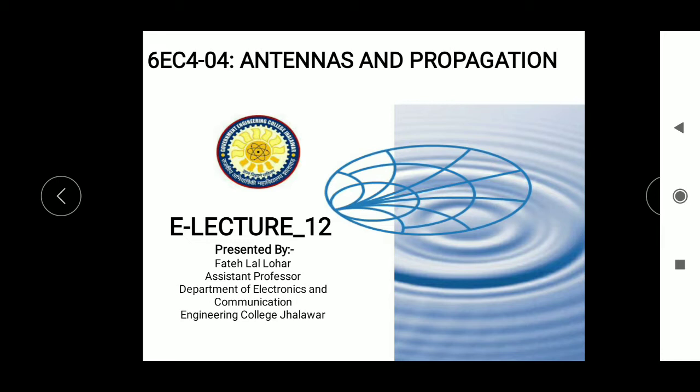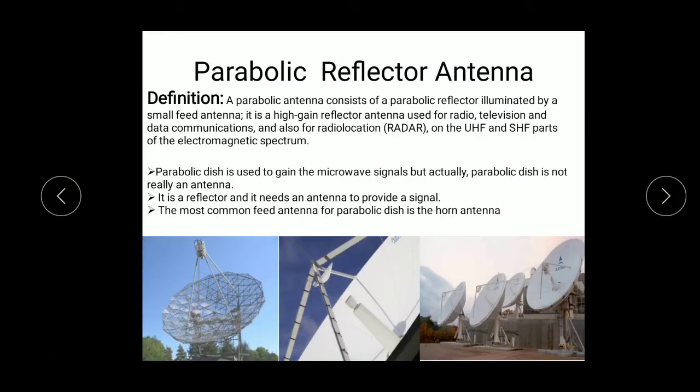In this lecture, we will discuss the reflector antenna. First, we discuss the parabolic reflector antenna, and second, we will discuss the Cassegrain reflector antenna. So first we discuss the parabolic reflector antenna.